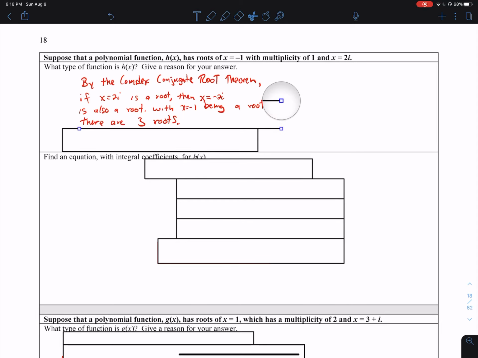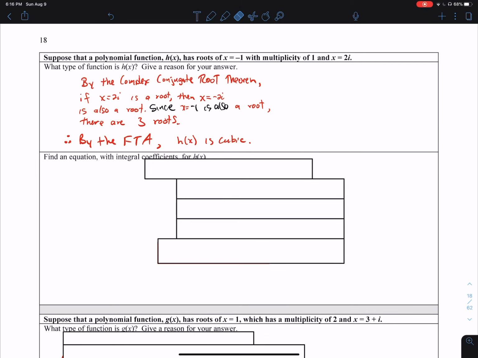Since x equals negative 1 is also a root, which we're told up here, multiplicity of 1, then there are 3 roots. So we got negative 1, 2i, and negative 2i. By the fundamental theorem of algebra, h of x is cubic.